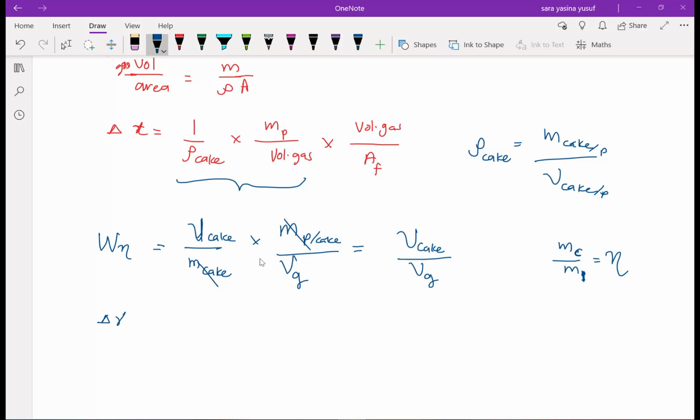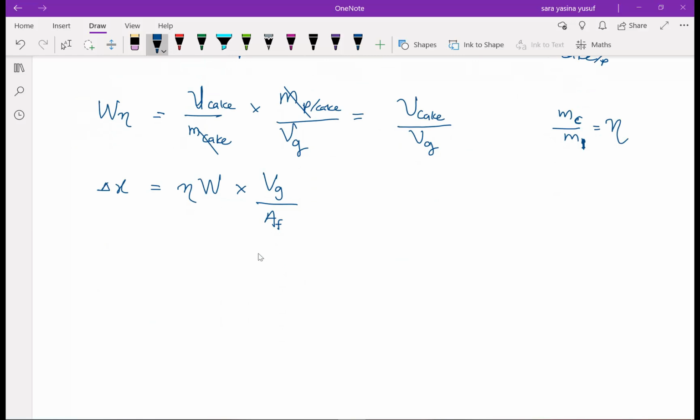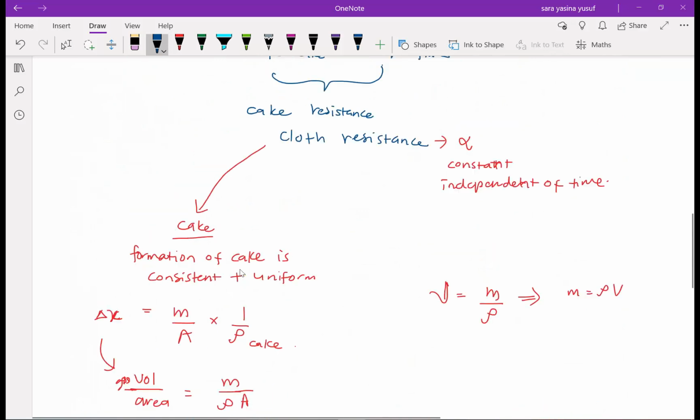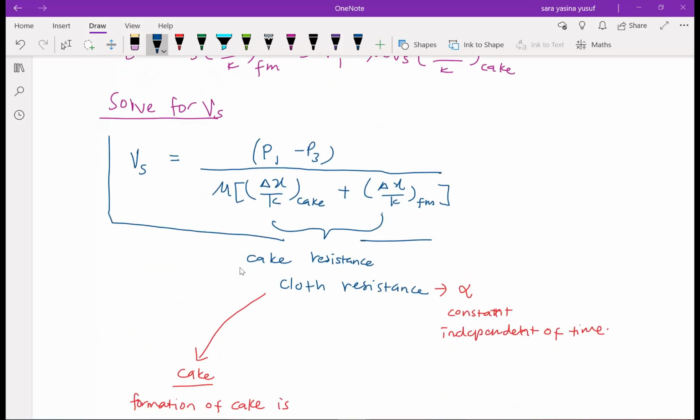Now we can rewrite the whole equation as W times volume of gas over A. Now if we assume that alpha eta is equal to 1, meaning that 100% of particles brought by the gas streams will be collected, everything will be collected, so we can write it as WV over A. Now we have this expression of delta X, so we want to put this delta X into the equation we derived earlier, to get the model.